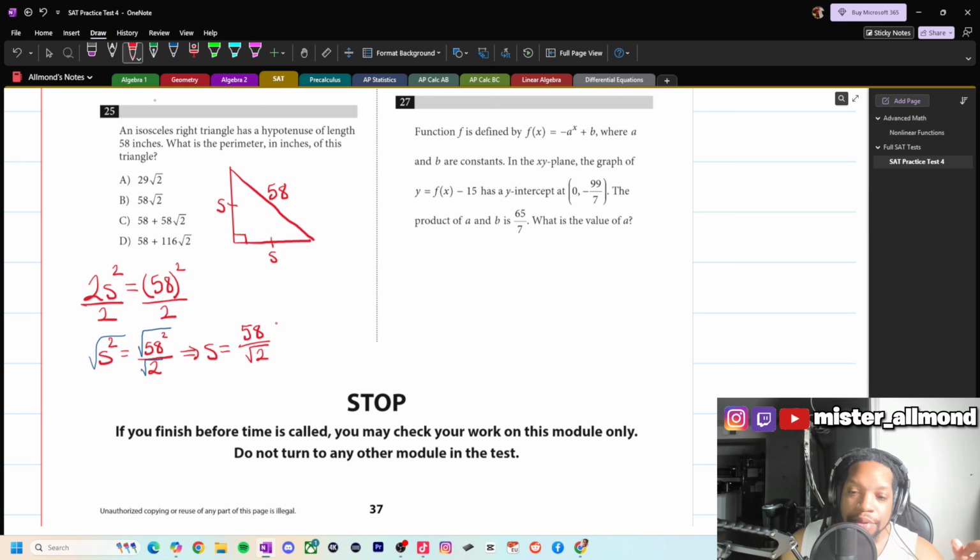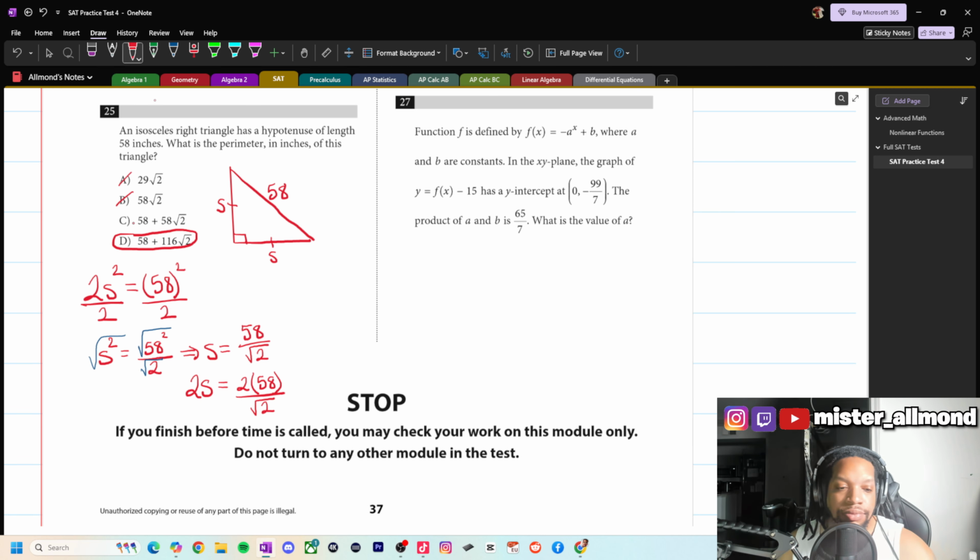And if I'm trying to add up that S plus another S plus a 58, it's got to be C or D because that's the only one that's adding 58. And then if I'm adding 58 over root 2, but two of them, then 2 S's is going to be 2 of 58s over root 2's. And I know I'm multiplying the whole fraction by 2, but that's the same thing as multiplying the numerator by 2. So obviously that's not C. 58 times 2 is 116. So I'm going to go D on that one.